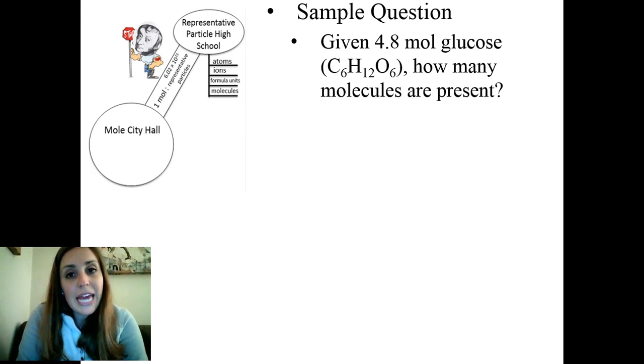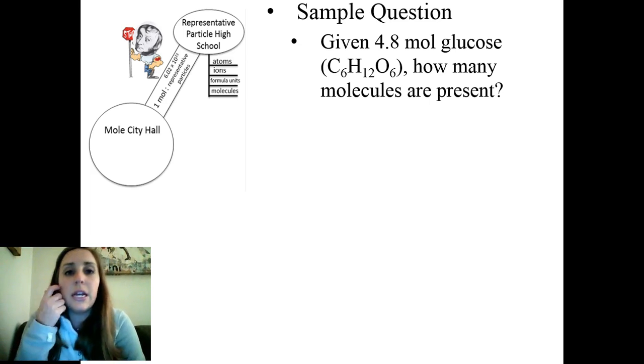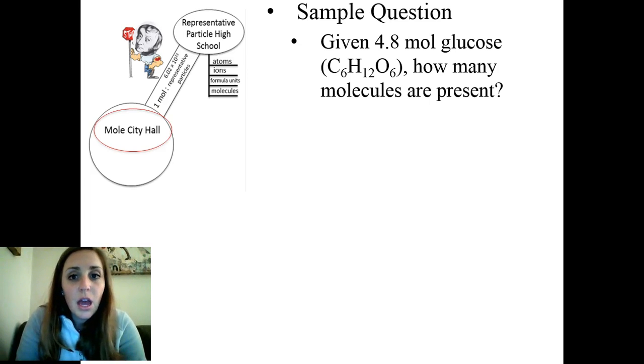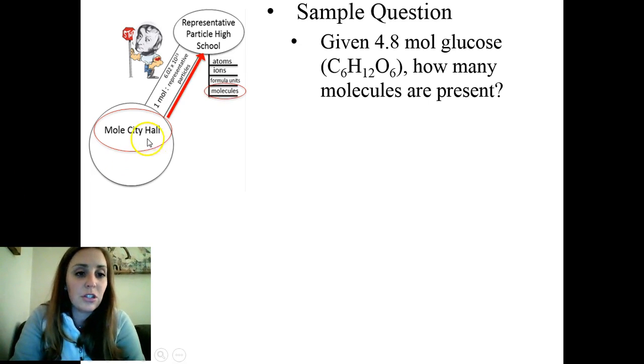If you're given 4.8 moles of glucose, and glucose is C6H12O6, that is the sugar that you convert all your food to, how many molecules are present? So first you find the unit of your known and your unknown. Your known is you have 4.8 moles of glucose. So where is moles? Well, moles are in your Mole City Hall. And you're trying to find how many molecules. So find molecules. It's right there. And then how do you go between the 2? You'll notice this is the direction. So you're starting in moles and you're going over here to Representative Particle High School. You're taking the molecules class here.